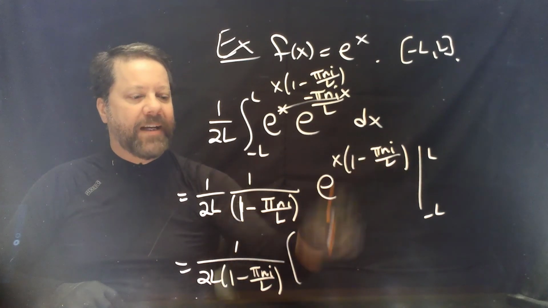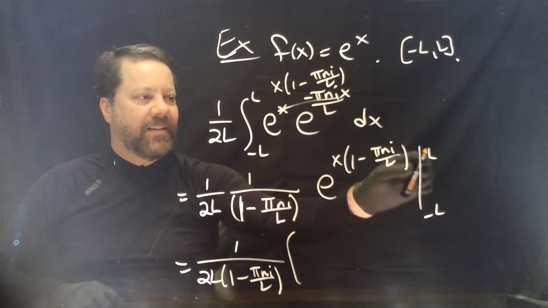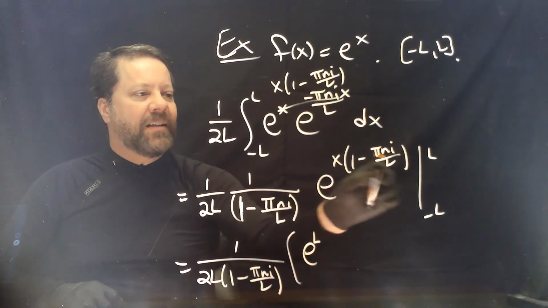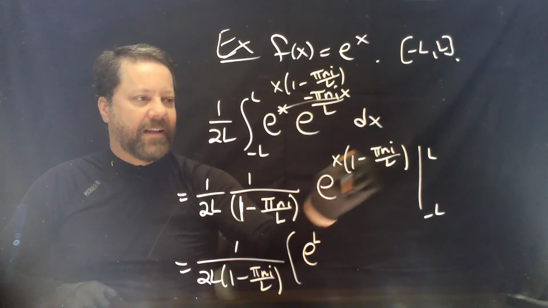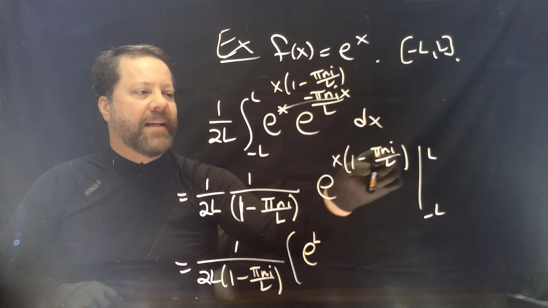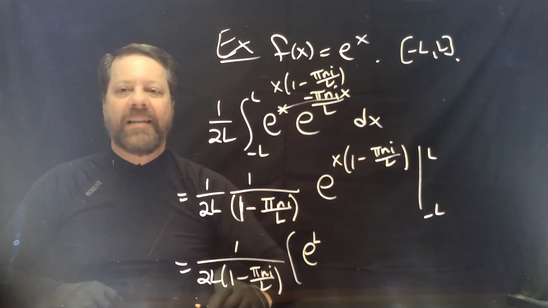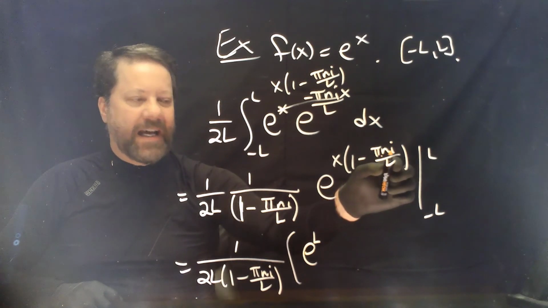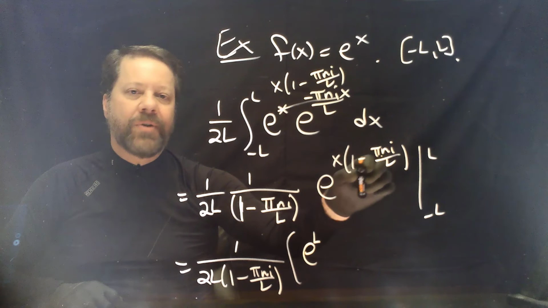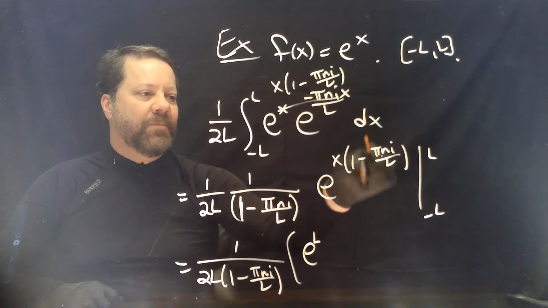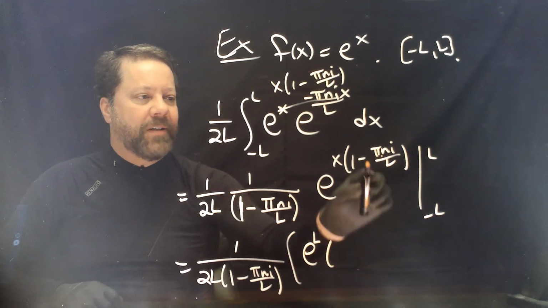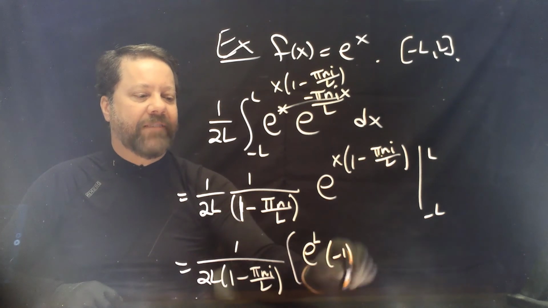When we evaluate at L, we'll have e to the L. What's left at L is the e to the minus pi n i. If you think about the pi n i, that's going to go to cosine of pi n plus sine of negative pi n, which is 0. So you end up with the cosine of pi n, which is negative 1 to the n.